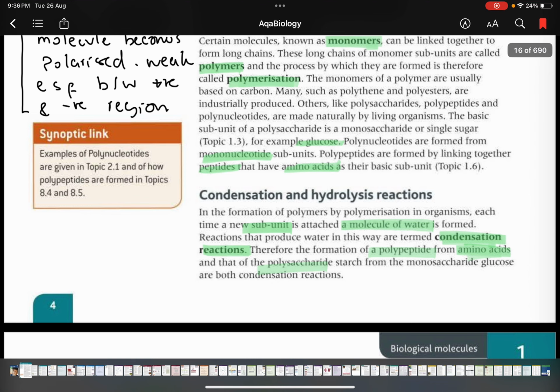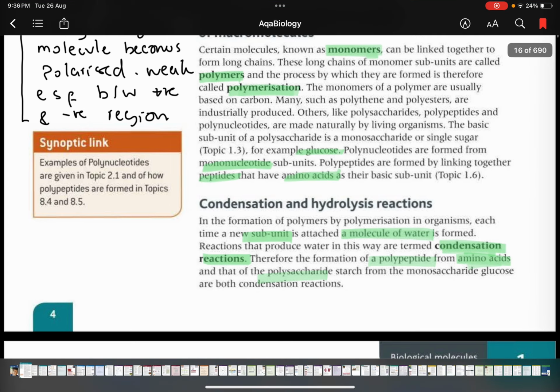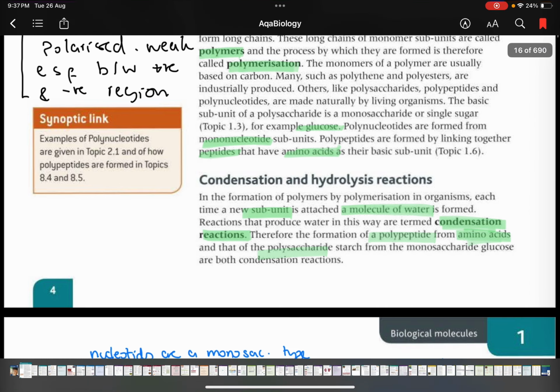Now, others, like polysaccharides and polypeptides, are made naturally. The basic subunit of a polysaccharide is a monosaccharide, or a single sugar, for example, glucose. Polynucleotides are formed by mononucleotides. So you're kind of seeing the pattern. Polysaccharide is made by a monosaccharide. We have the same saccharide ending, and then the prefix is different. Polynucleotides are formed by mononucleotides. Polypeptides are formed by linking together peptides that have amino acids as their basic subunit.